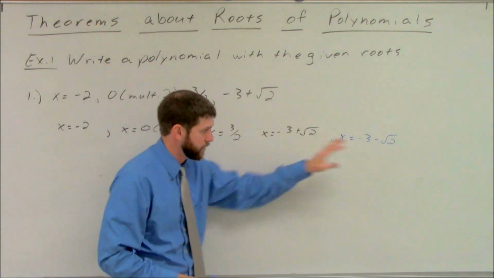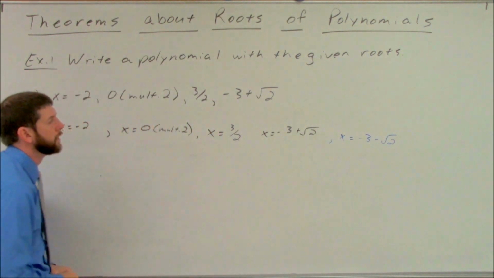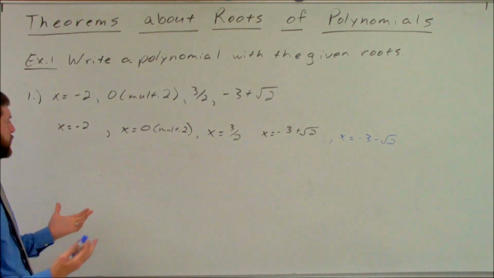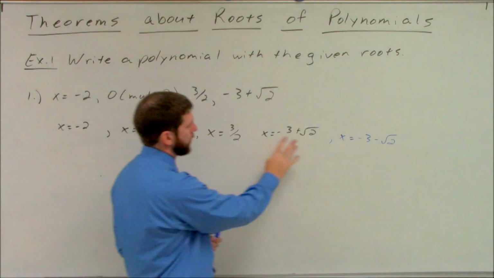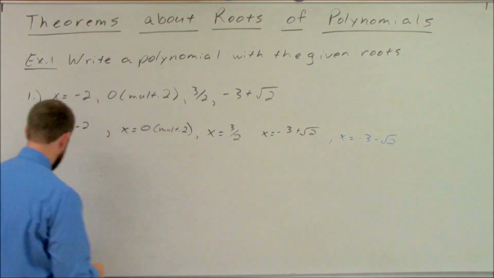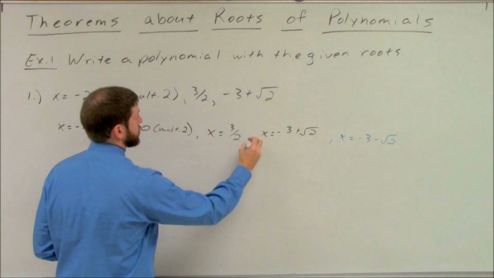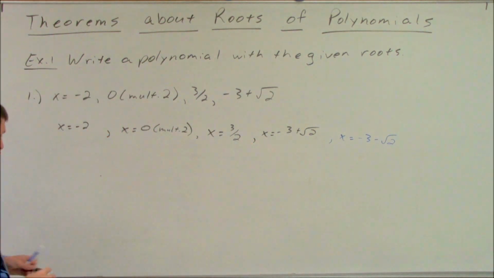The existence of this one implies the existence of that one. All right, so now we look at it. How many roots do we have? I've got 1, 2 here, so that's 3, 4, 5, 6 roots total. So if I've got 6 roots, we know we should end up with a 6th-degree polynomial.